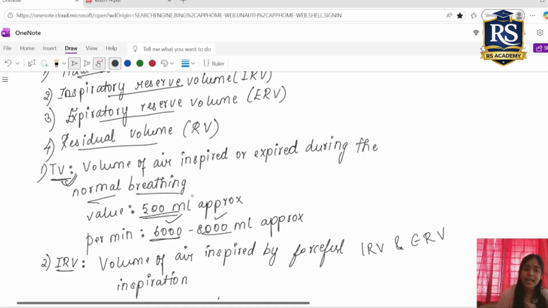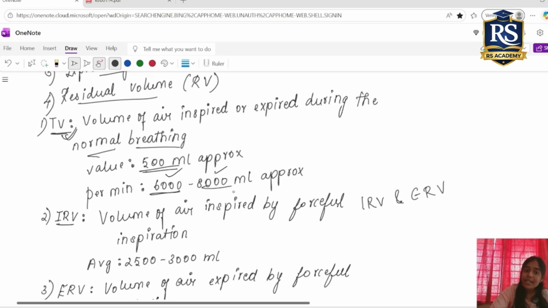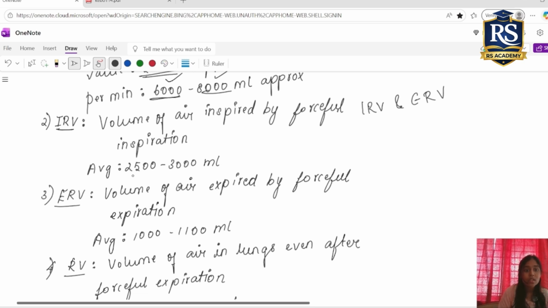Now comes the inspiratory reserve volume. What is inspiratory reserve volume? We take a normal breath. Okay. After taking a normal breath, we inhale forcefully. Okay. The extra amount of air entering the lungs during this forceful inspiration after the normal inspiration is called inspiratory reserve volume. So, its average value is around 2,500 to 3,000 ml. Okay.